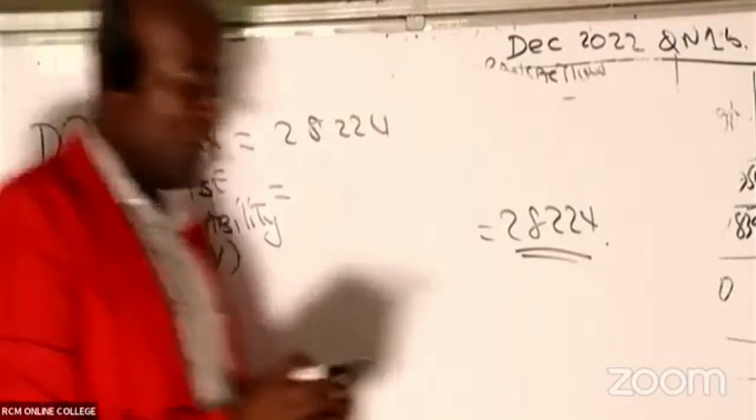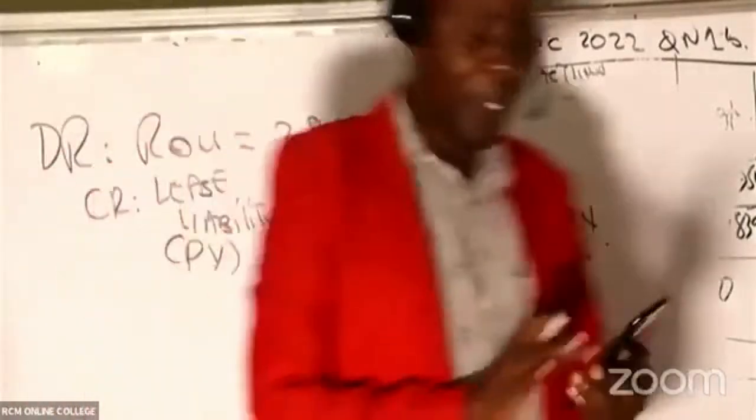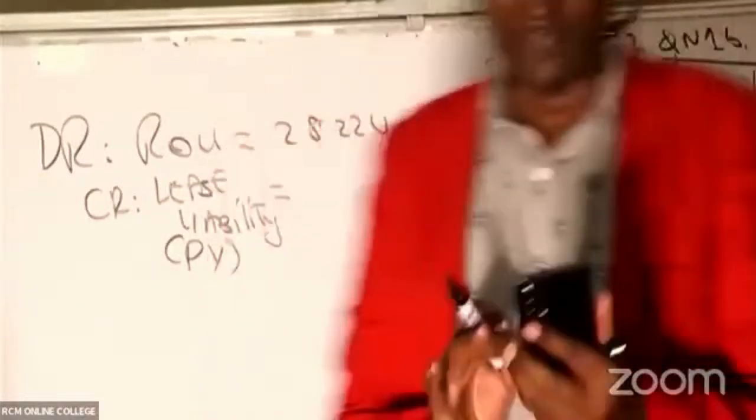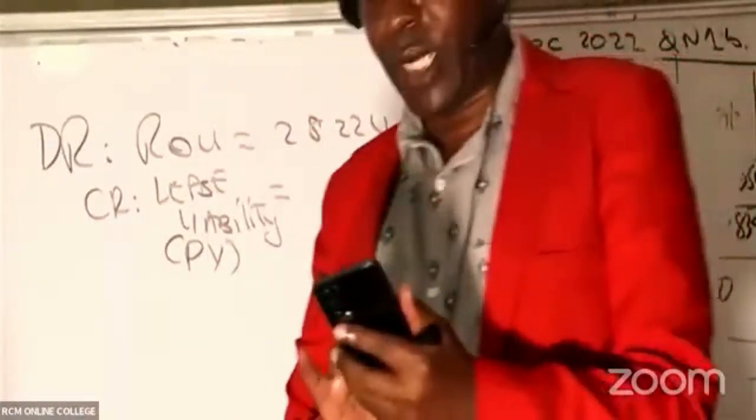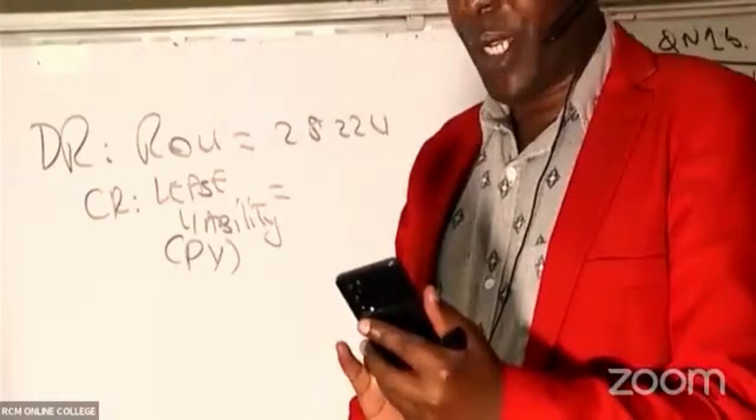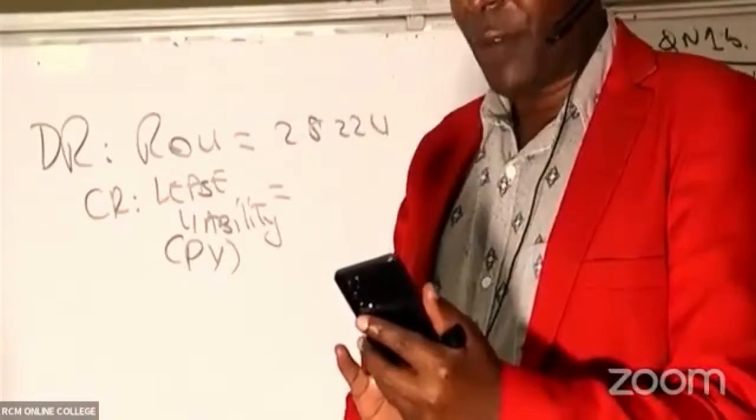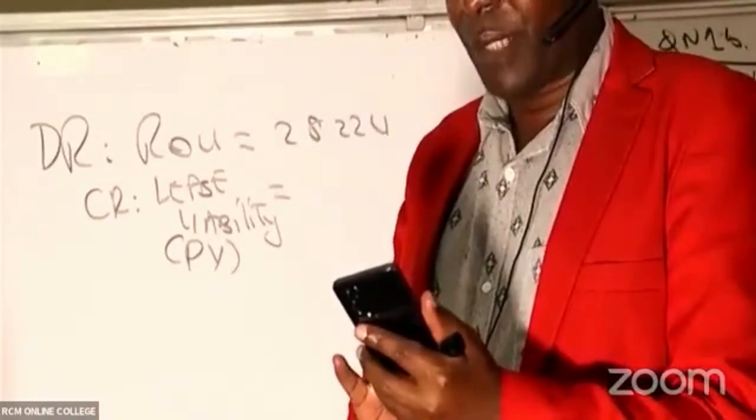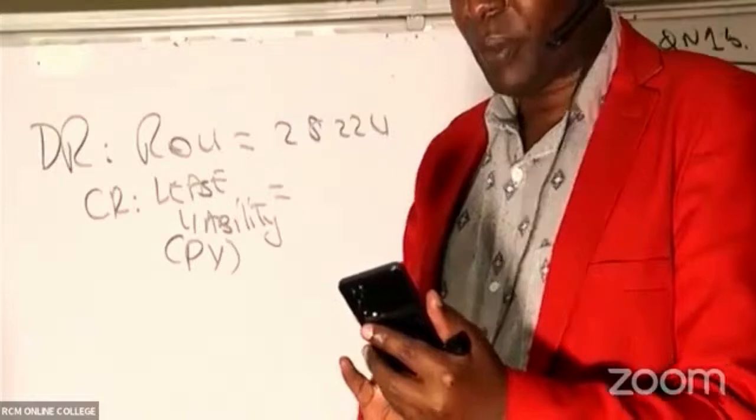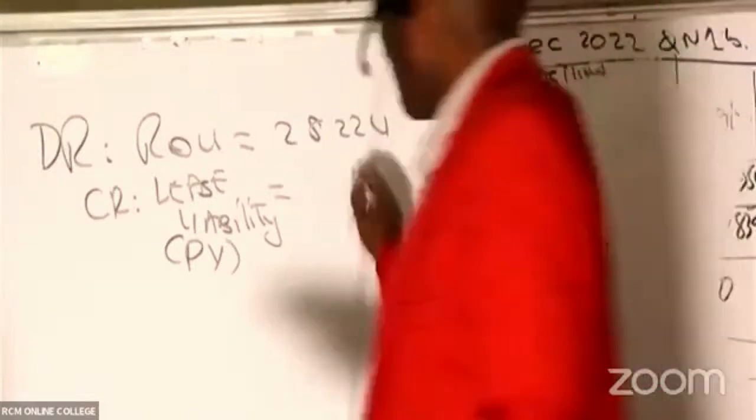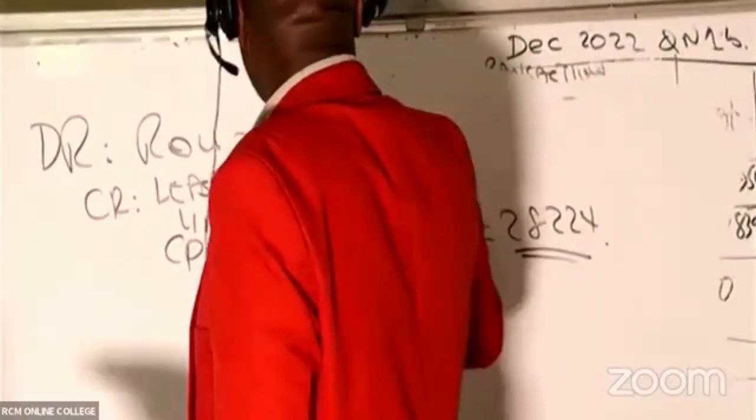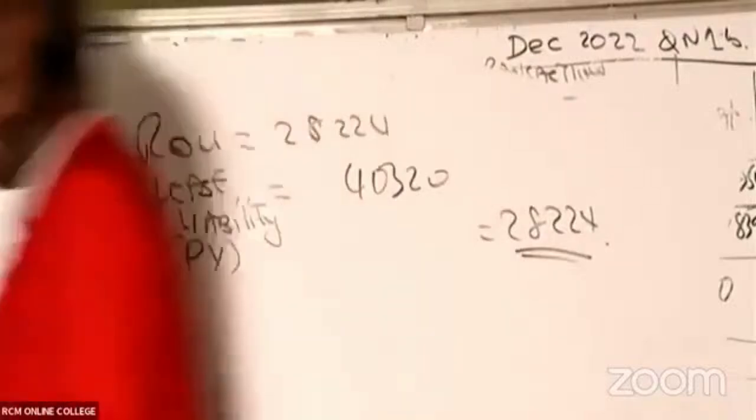You have been able to give me this lease liability, the present value. There is a lady who gave me this figure, which is 4320. Why am I calling it incomplete? Because it is not balancing yet.